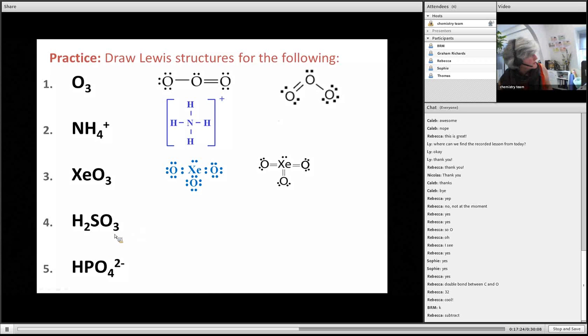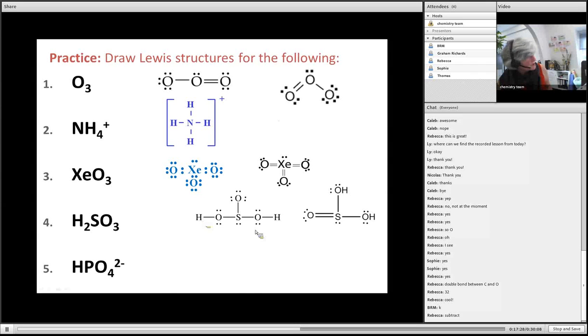Now here's an example of an acid. So with an acid, notice that the acidic hydrogens are not bonded to the central atom.